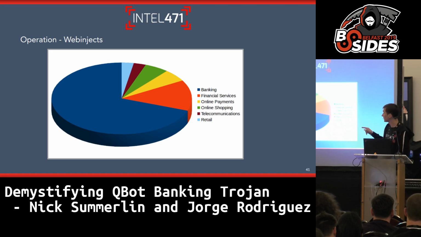Their web injects for QBot are mostly targeting the banking sector, financial services, online payments, online shopping. Interestingly enough, they're targeting Verizon, which is a telecommunications company, a cell phone company in the United States, mostly in the United States and Canada, but this can change at any time. Or it could be that we didn't detect the campaign that targeted other regions.